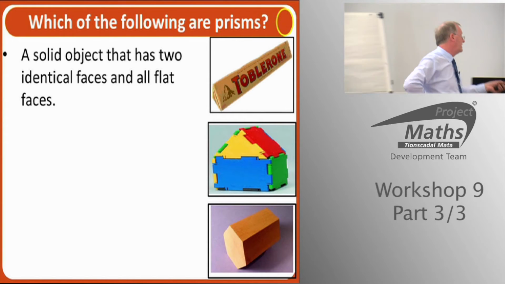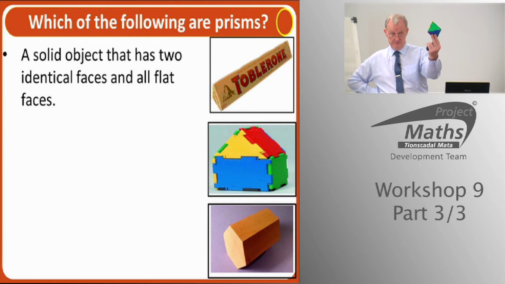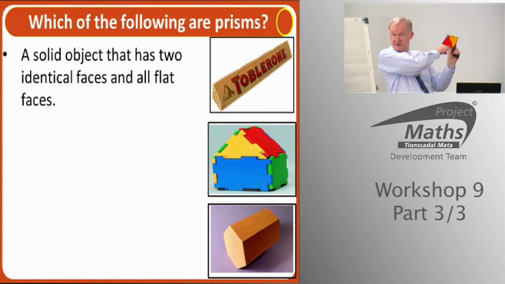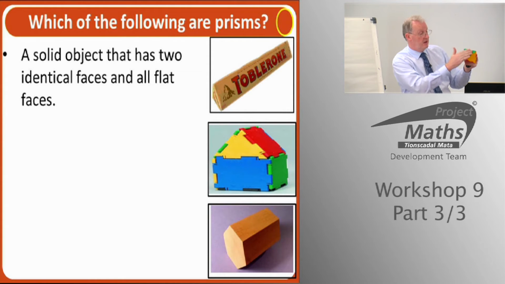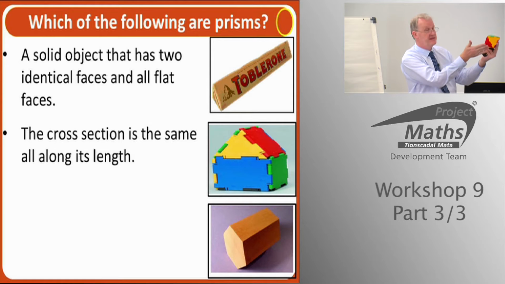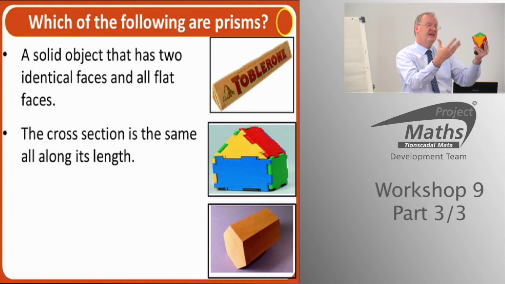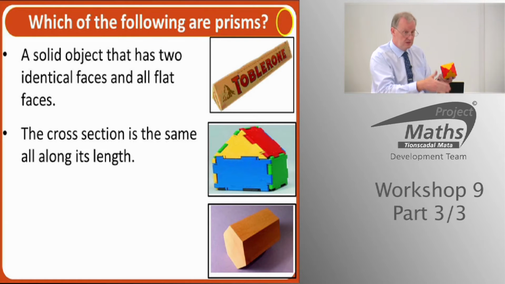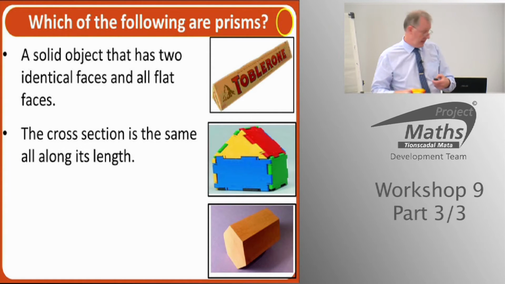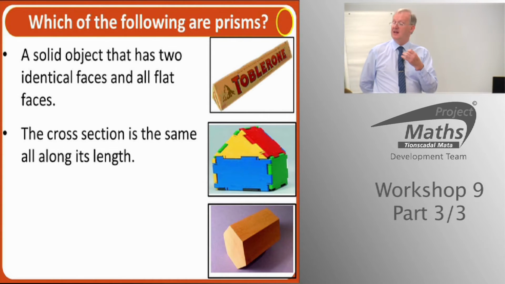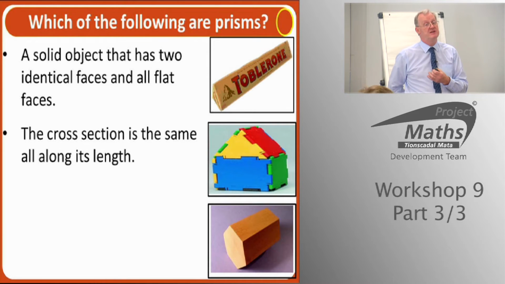But if you go with that definition, is that a prism? Go with the definition as it's on the board. Has it two identical faces? Most certainly. Has it all flat faces? Most certainly. But is it a prism? Why not? It doesn't have the uniform cross-section. So that's not the whole story either. You need the cross-sectional areas the same all along the length. You need both parts of the definition.